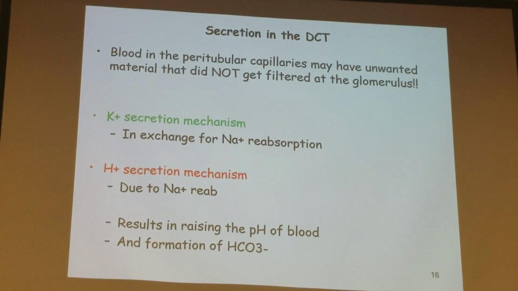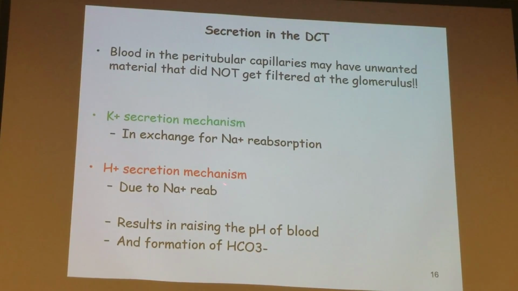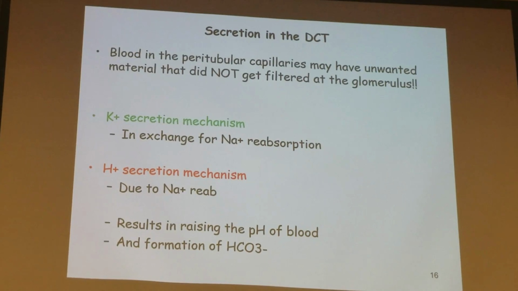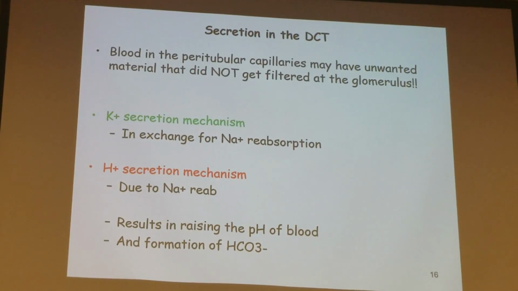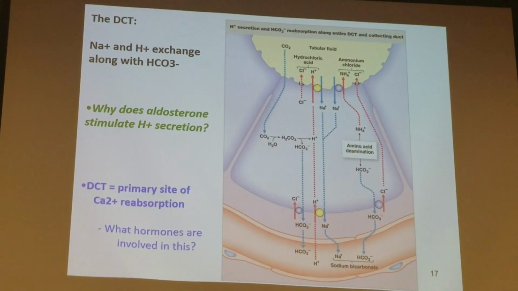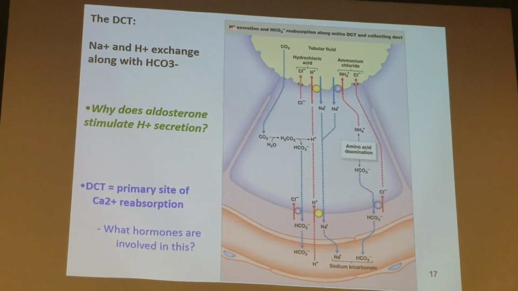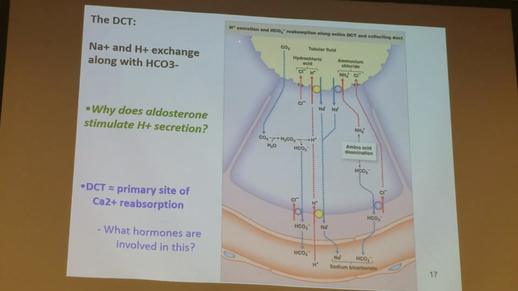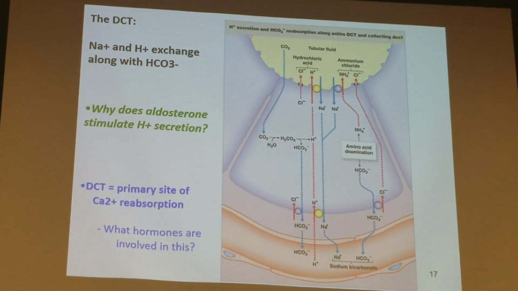Now, in terms of the secretion part of the distal convoluted tubule, we just mentioned potassium. We're also now going to look at hydrogen secretion because of sodium reabsorption. Let's see how this works. So we're still in the distal convoluted tubule, right? Always read headings and get your bearing, like what are we looking at, right? Hydrogen secretion and bicarbonate reabsorption along the entire DCT and collecting duct.